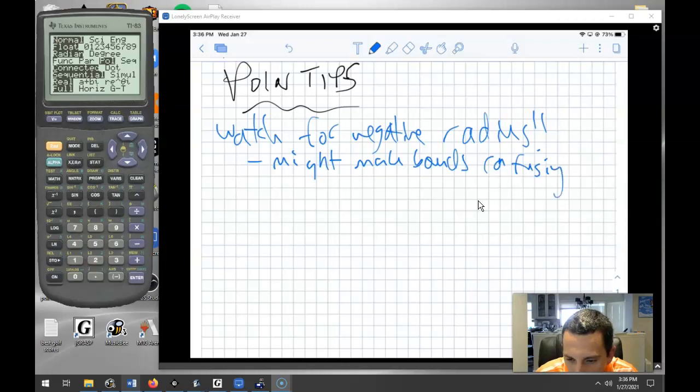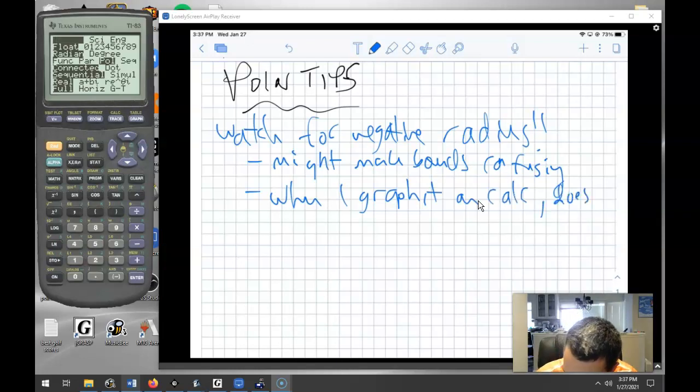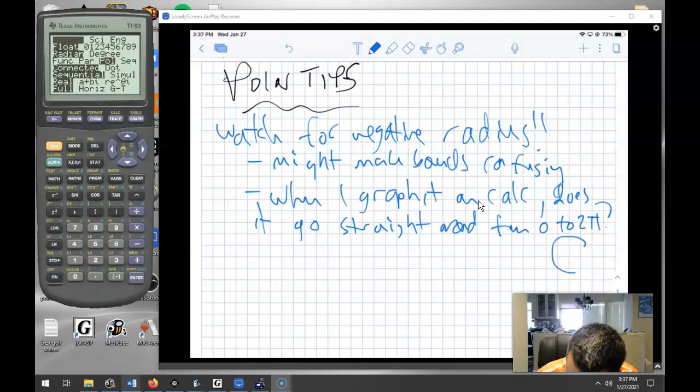So, some of the things you want to think about when you have a problem that might have a negative radius is, when I graph it on my calculator, does it go straight around from 0 to pi? Or does it have some kind of black magic in the middle? Does it go straight around from 0 to 2 pi? And so if your graph usually just goes right around like that, that's fine. But if the answer to this question is no, then in that case, you may have a negative radius, or a negative r value. And then, of course, you could look at the equation and just ask yourself, is r ever negative?